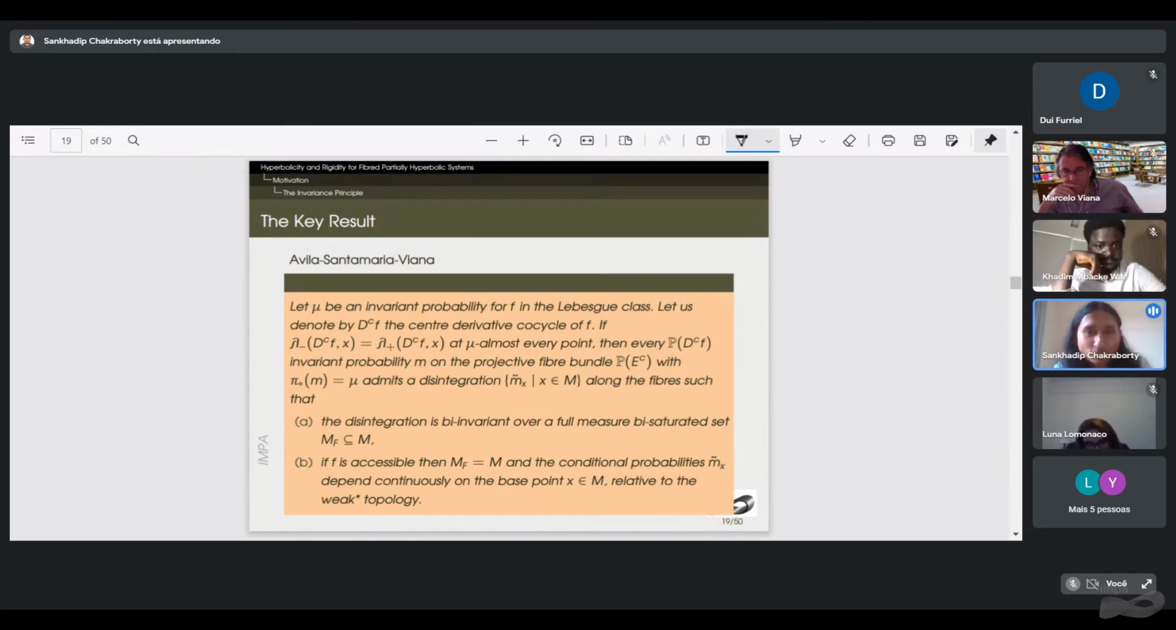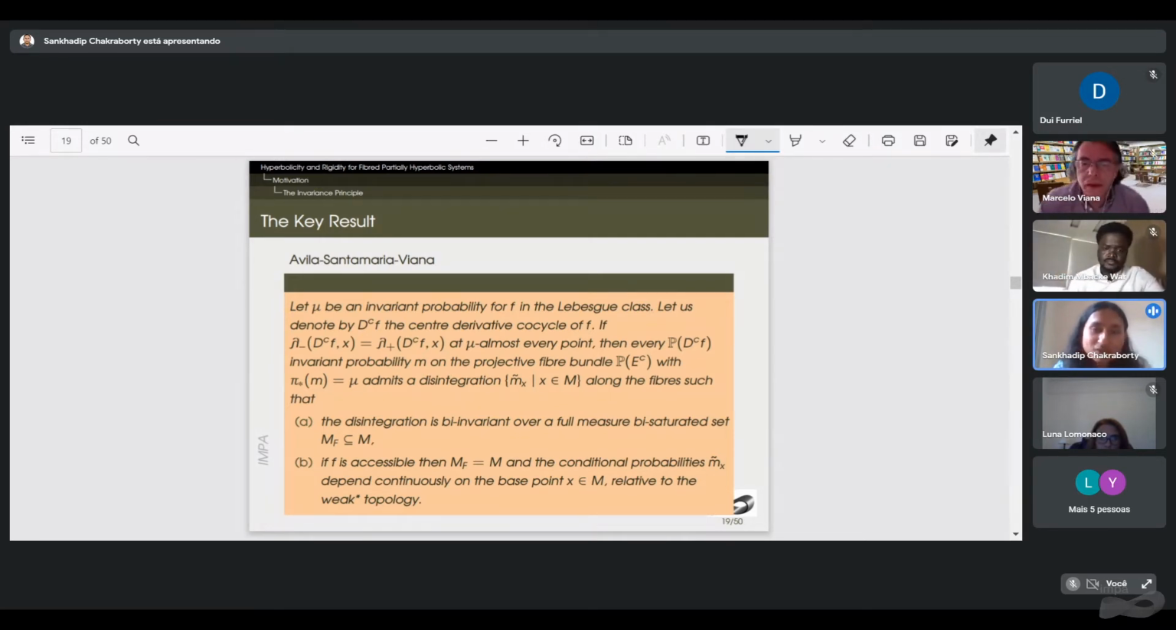When they coincide at almost every point, and mu is an invariant probability of F, which is kind of Lebesgue, then it can be disintegrated on the leaves. I will explain what disintegrations are in the next slide. It can be disintegrated in such a manner that the disintegration is bi-invariant. What is bi-invariant? Bi-invariant means invariant under the stable and the unstable holonomies over a full measure bisaturated set.